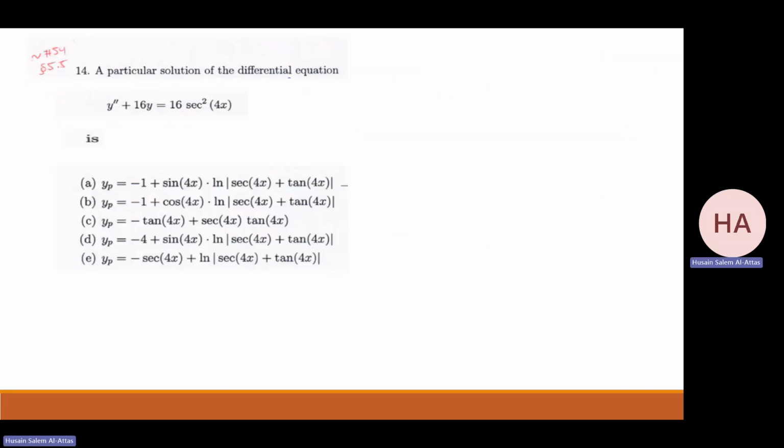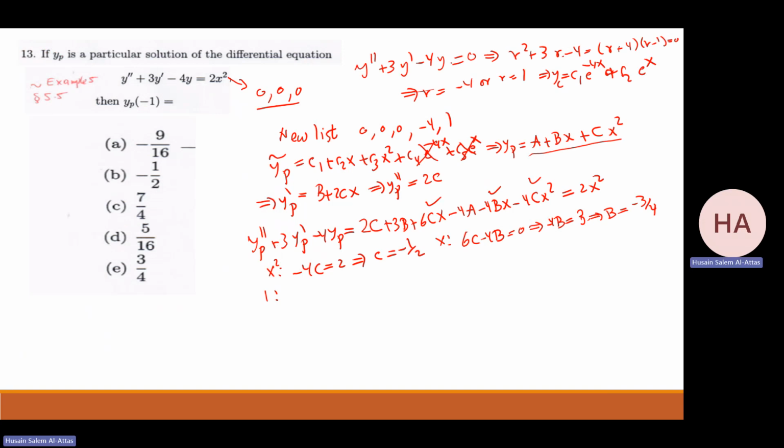Coefficient of 1 gives me what? Minus 4a plus 3b plus 2c, and that should equal 0. So I have minus 4a. 3b would be minus 9 over 4. 2c is minus 1. Equals 0. So minus 4a equals what? Minus 9 over 4, minus 1, that is minus 13 over 4, taken the other way, that will be 13 over 4. So a will be minus 13 over 16. So what is yp?